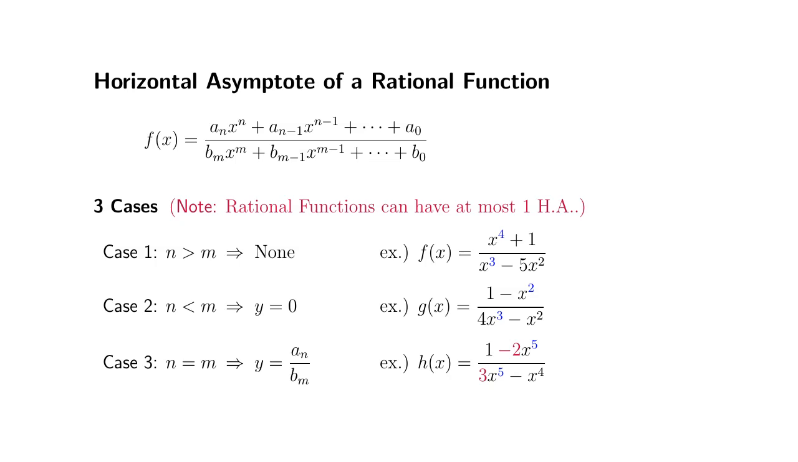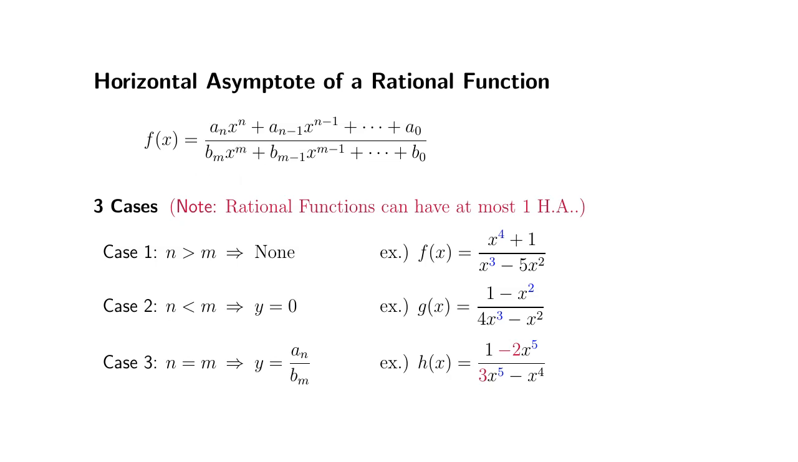All right, let's look at this simple way to find the horizontal asymptote of a rational function. Remember that a rational function is the quotient of polynomials, so you have a polynomial function on top and a polynomial function on the bottom. Let's say the polynomial on top has degree n. Degree is the highest power, right? And the polynomial on the bottom has degree m.